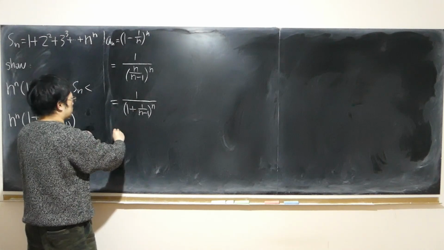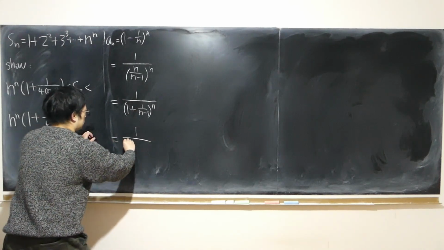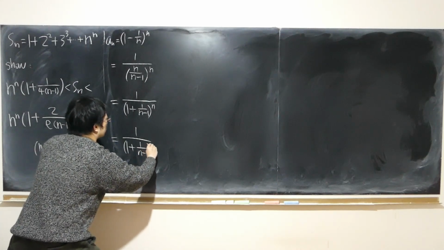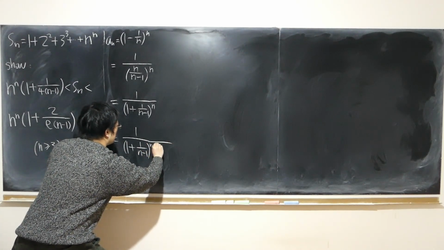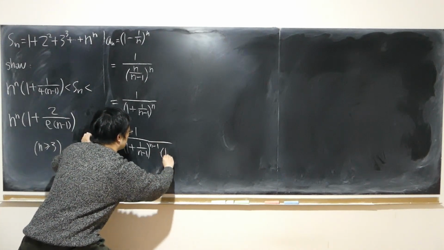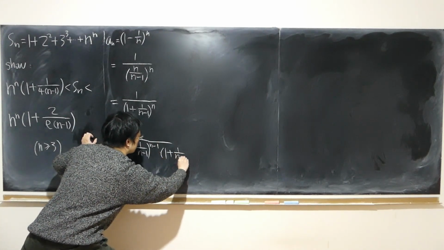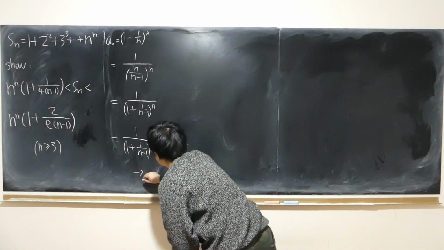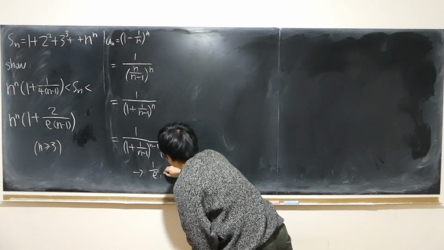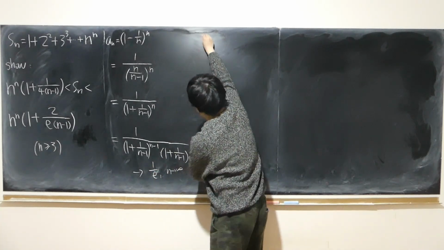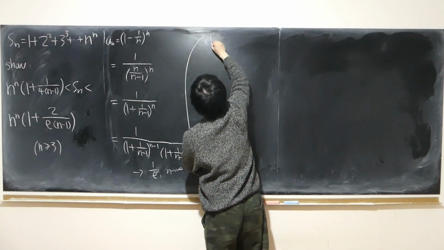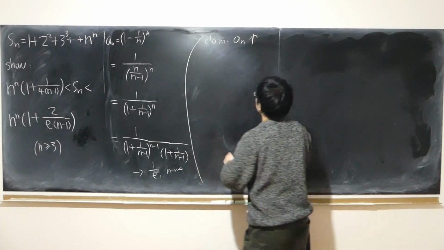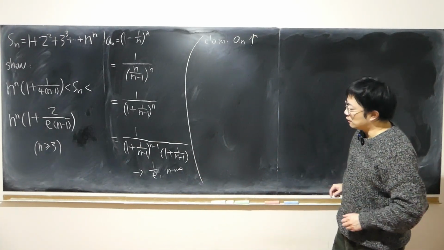So obviously we just say 1 over (1 + 1/(n-1))^(n-1) times (1 + 1/(n-1)), obviously approaching 1 over e. So here's my claim. An is increasingly approaching 1 over e.